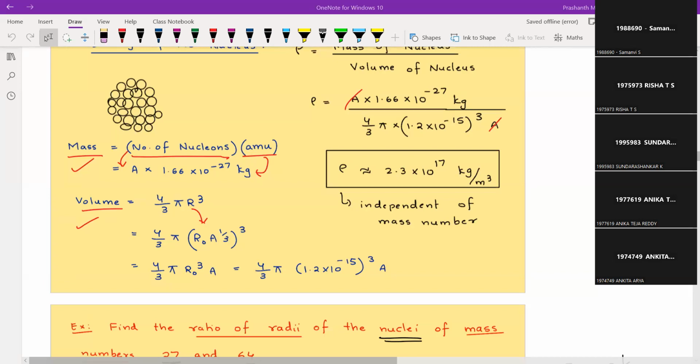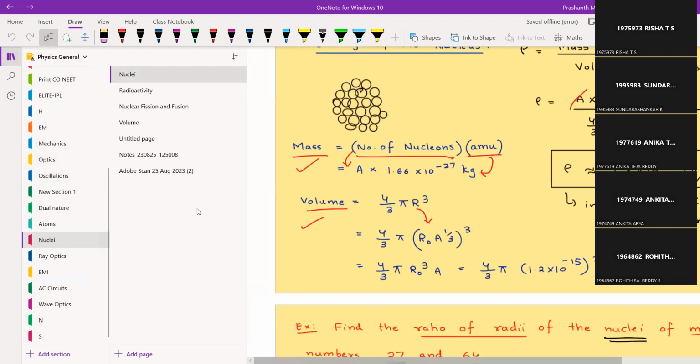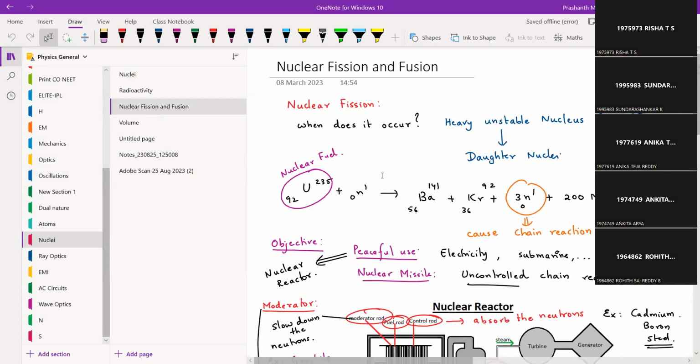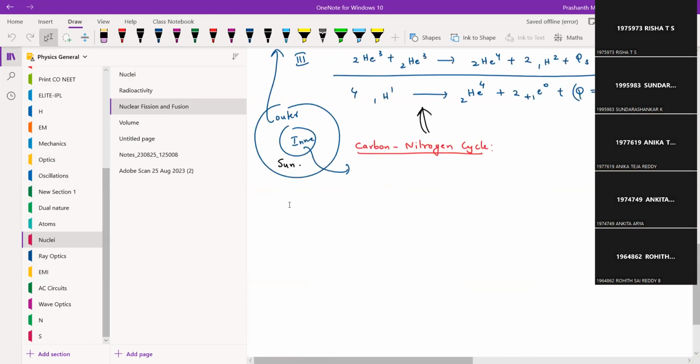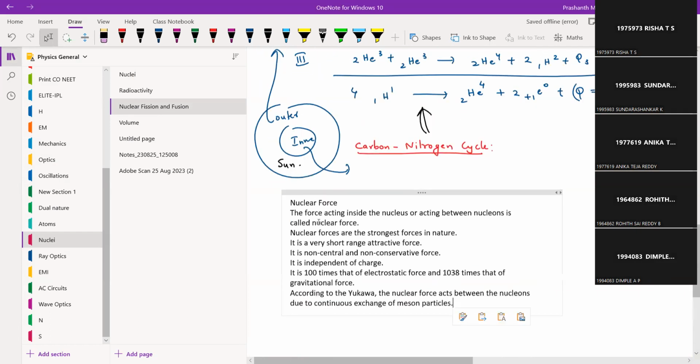One more thing. One small thing which we missed. Just 2 minutes, we'll complete this one. Nuclear force. We haven't done the properties of nuclear force. 2 minutes, we'll finish. So, what are the few properties of nuclear force you're having?